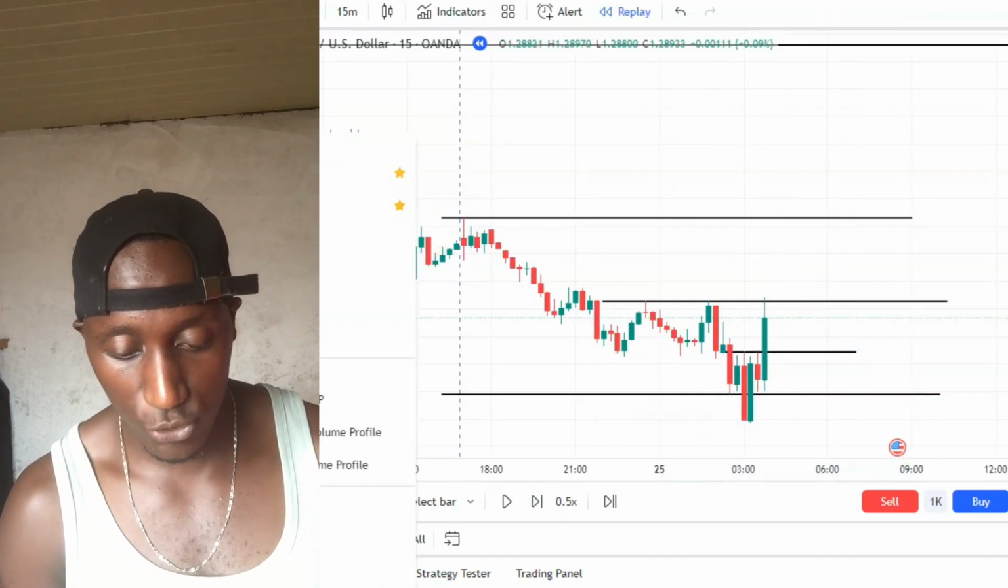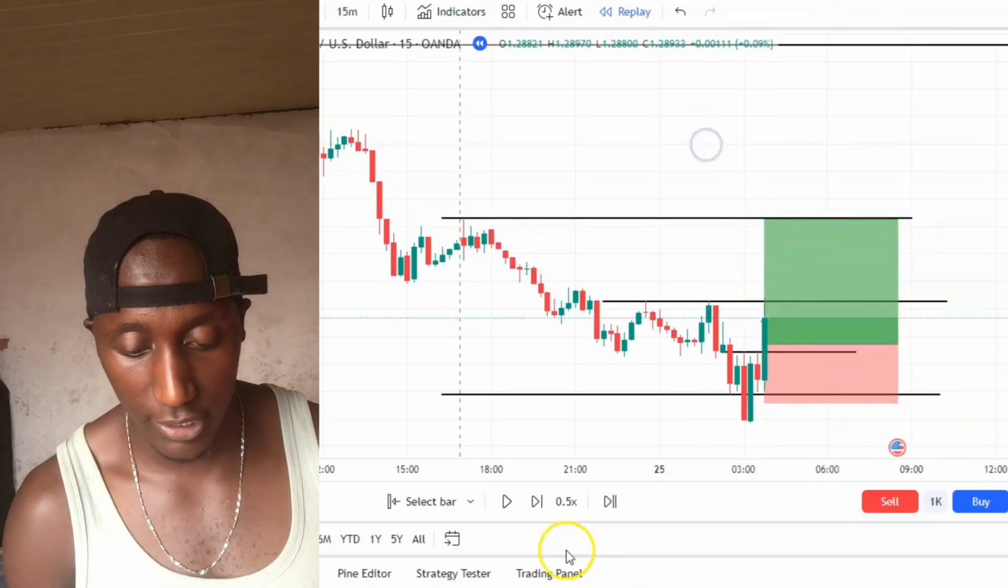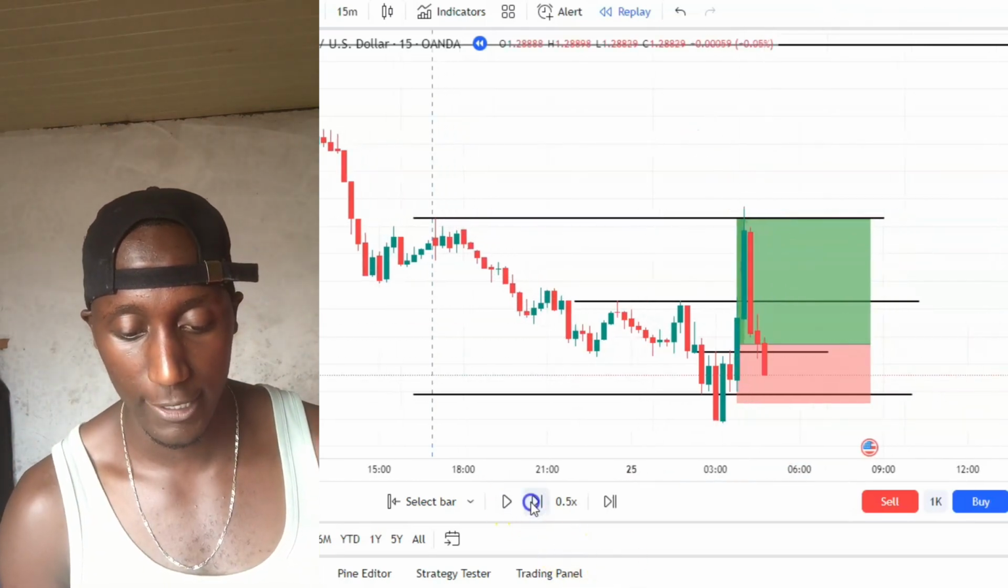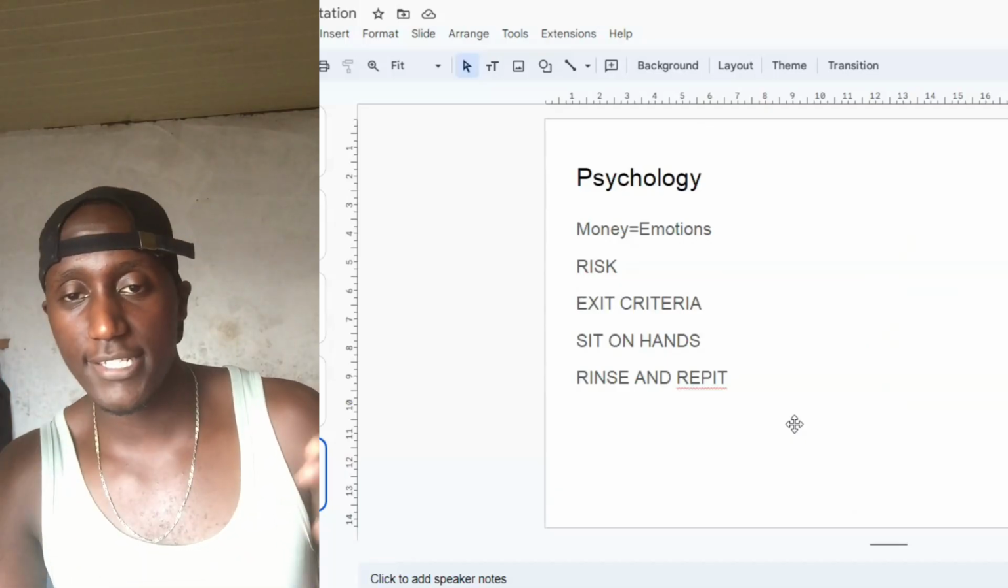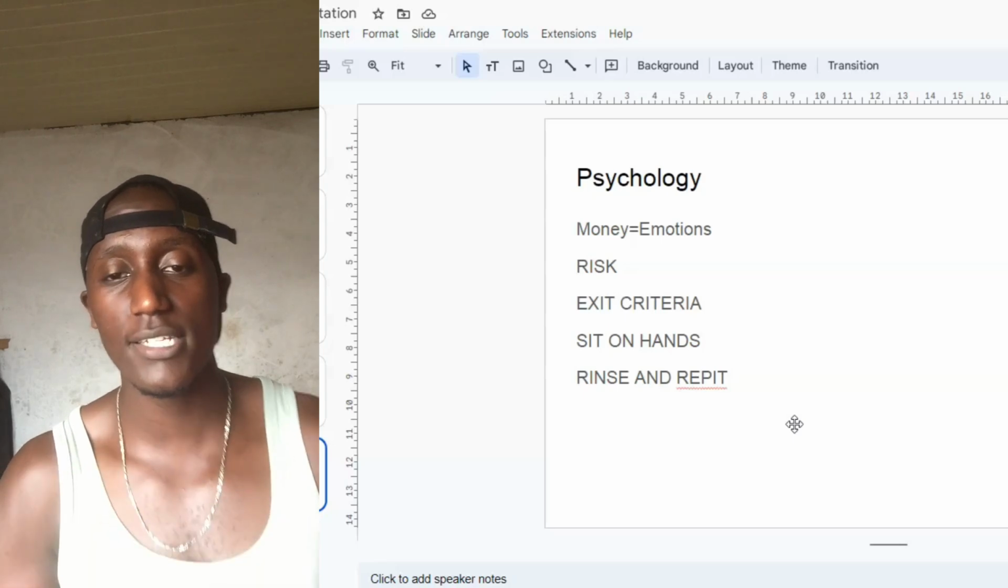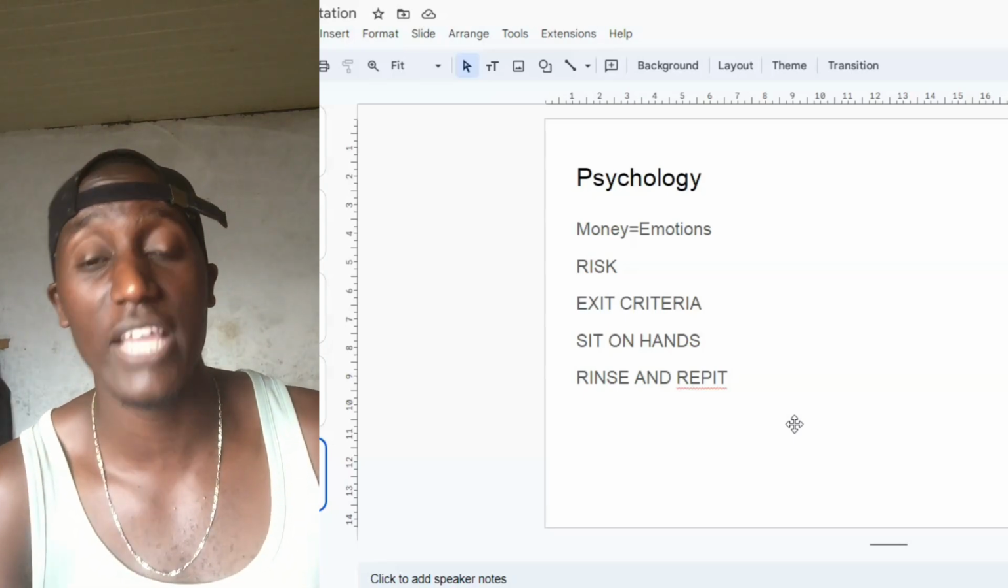And so what happens? Price actually gave us another level here. Once price broke out, I was in, stop loss was about there. I was targeting this level. Once you know your exit criteria, then you just have to sit on your hands and let the market do its thing, which is now the hardest part.